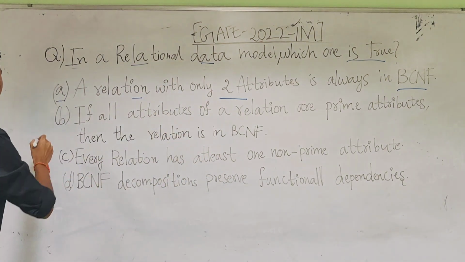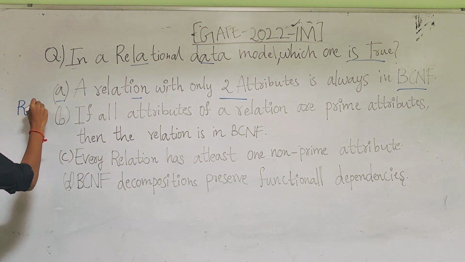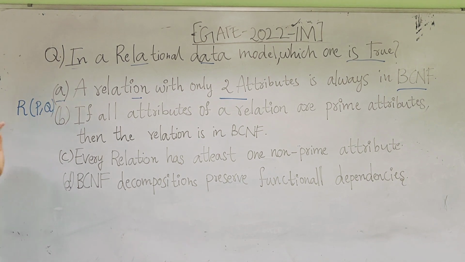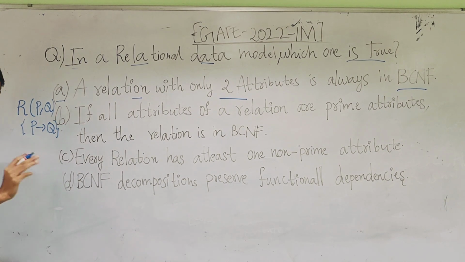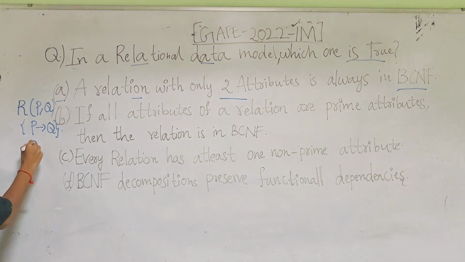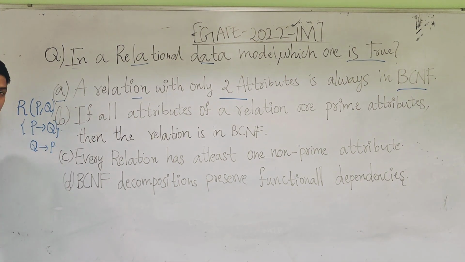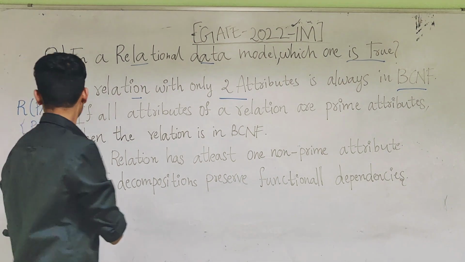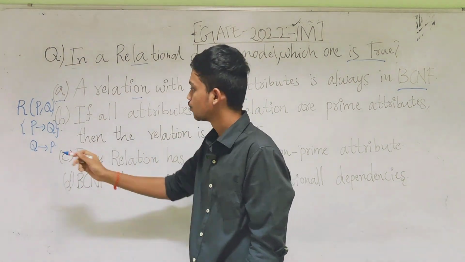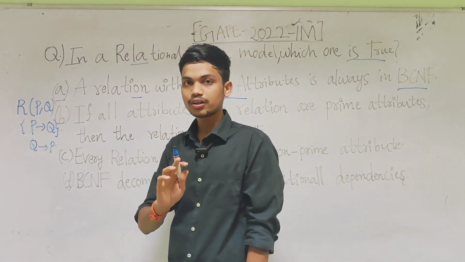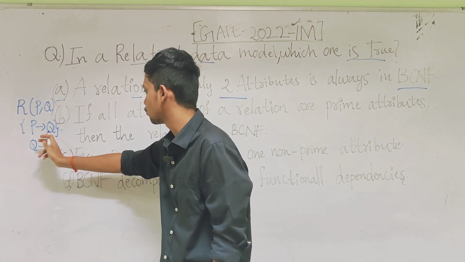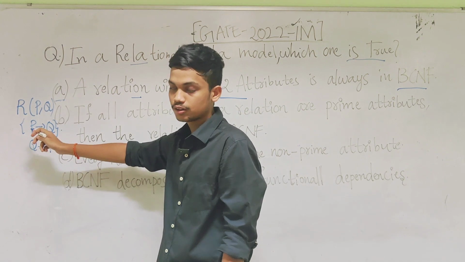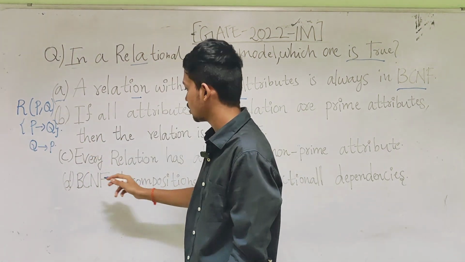Now I am taking an example for this one. Let R be a relation with only 2 attributes, P and Q. What functional dependency can you expect from this relation? P to Q is the only functional dependency you can expect, or else Q to P could also be there. For BCNF, what have I told you? P and Q should be super keys. In this case, they are obviously super keys. If you do P closure, you get Q. If you do Q closure, you also get P. So P and Q are super keys in this case.